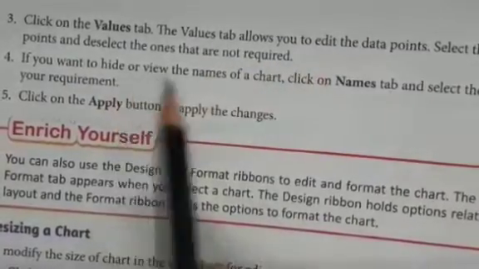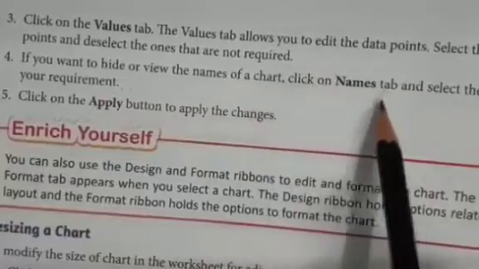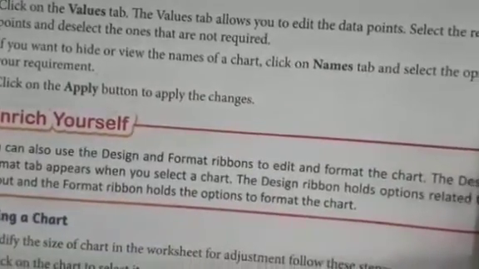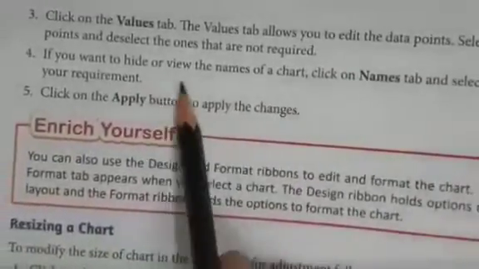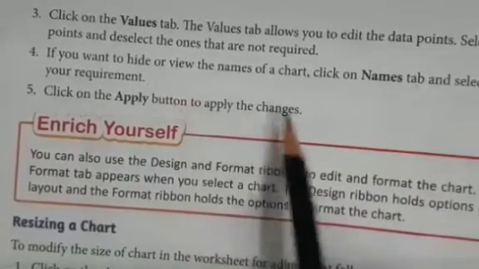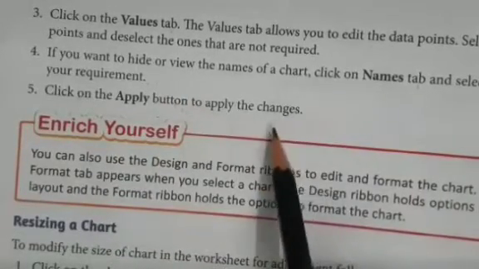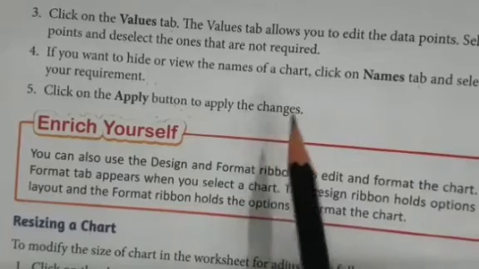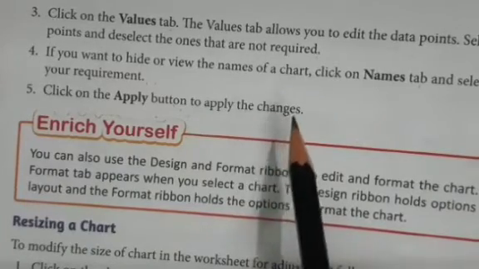If you want to hide or view the names of a chart, click on Names tab and select the options as per the requirement. Click on the Apply button to apply the changes. So filter will be applied. Filter means conditions will be applied on the chart.